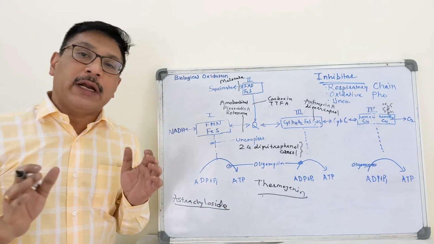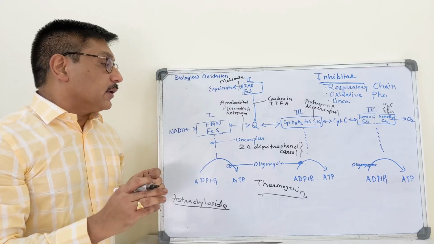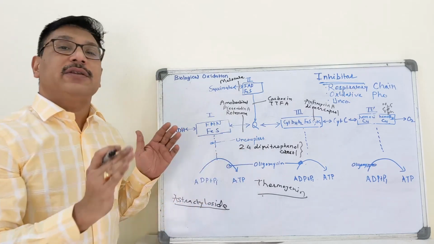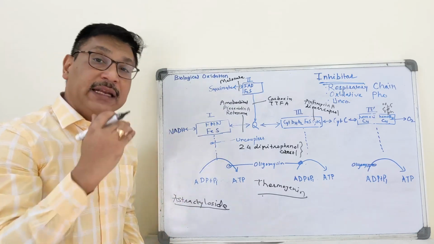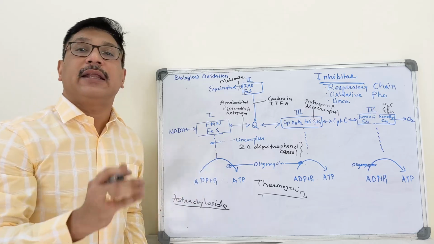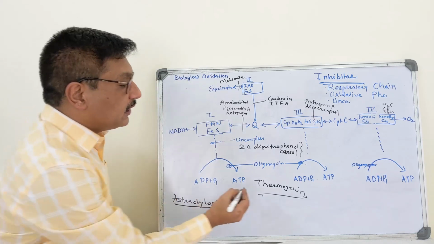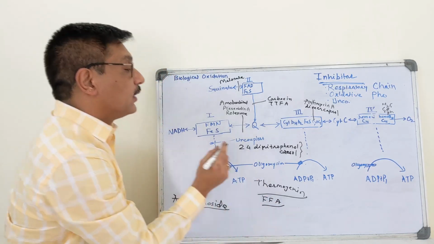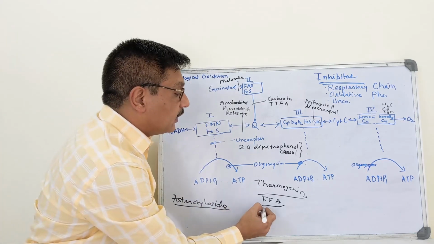It is present in brown adipose tissue, amply present in newborn infants, and this thermogenin acts as an uncoupler. It dissociates phosphorylation from oxidation, thereby ATP will not be synthesized but heat is produced by oxidation, and thereby the baby is prevented from hypothermia. Similarly, free fatty acids also act as uncouplers, and thyroxine hormone acts as an uncoupler.